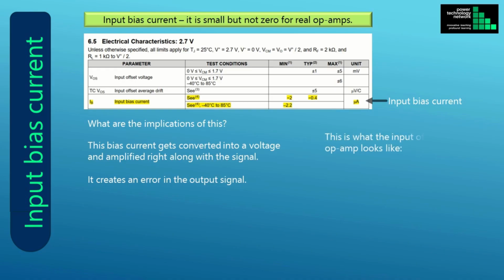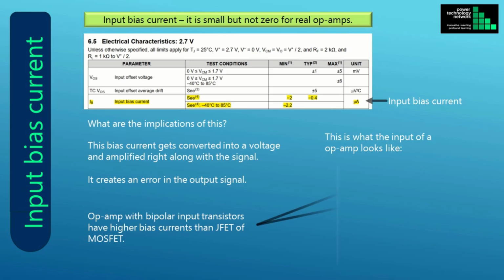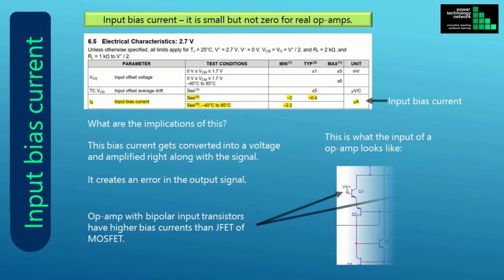This is what the input circuit of an op amp looks like. This is for a bipolar transistor op amp, and it has higher input bias current than JFET or MOSFET designs. The input bias current for input transistors Q1 and Q2 is not zero if their bases are grounded.